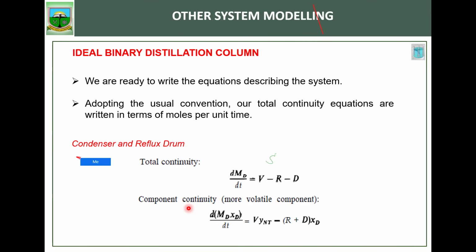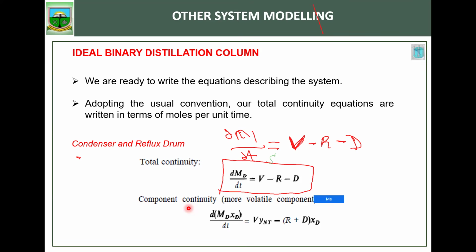For the condenser and the reflux, remember, I told you that the change of the total mass with time will be equal to the vapor that is collected minus the reflux minus the distillate. That will be the remaining amount that will be left inside the reflux drum. That's the total continuity equation of the area.